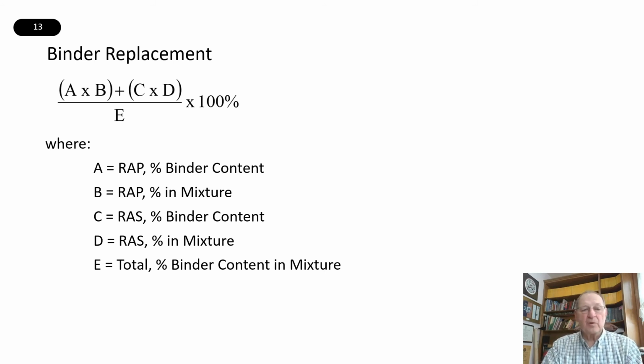So RAP and RAS. Now, I need to know the percentage of RAP and the percentage of RAS in my mixture. I also need to know what the asphalt content is of those recycled materials. So the binder content of the RAP and the binder content of the RAS. And then, of course, I need to know the total asphalt binder in my mixture. So how do we calculate that?